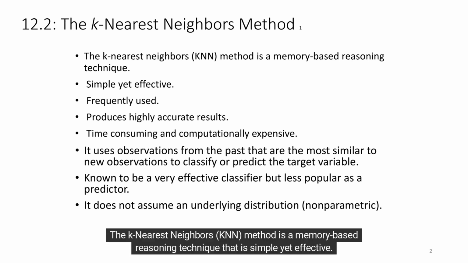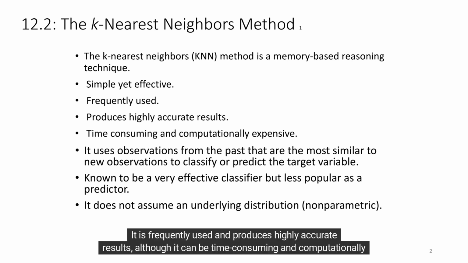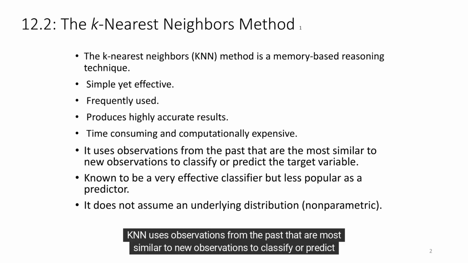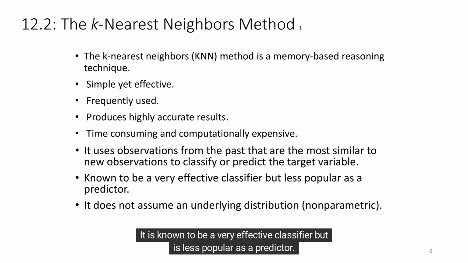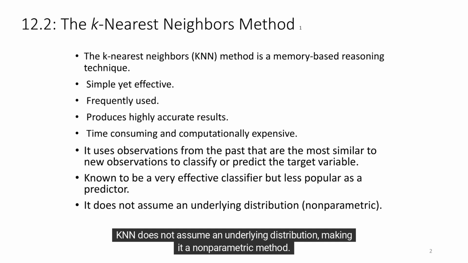The K-nearest neighbors, KNN method is a memory-based reasoning technique that is simple yet effective. It is frequently used and produces highly accurate results, although it can be time-consuming and computationally expensive. KNN uses observations from the past that are most similar to new observations to classify or predict the target variable. It is known to be a very effective classifier but is less popular as a predictor. KNN does not assume an underlying distribution, making it a non-parametric method.